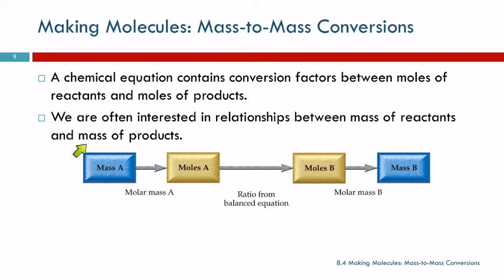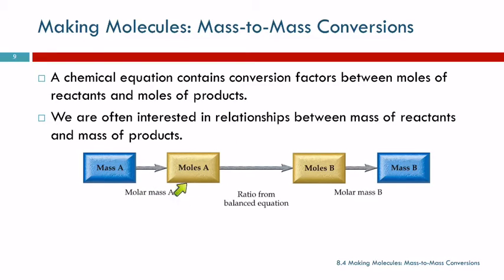If we have a mass of one substance, and we want to know the mass of another substance, maybe we have mass of oxygen, we want to know mass of water, we need to go through moles. So we're going to take that mass of A and use its molar mass to convert it into moles of A. We did this before in chapter 6, I think. Calculating a molar mass and converting between grams and moles.